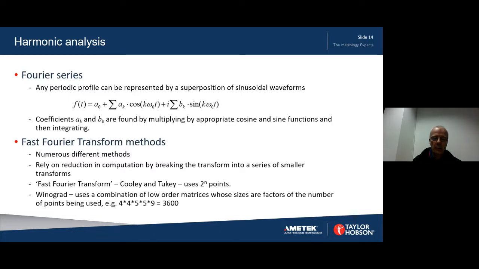Rather than interpolating the data to a power of 2, we use a different fast Fourier transform method that follows the Winograd approach. In this method, the problem is broken down into a number of factors of the target number. For example, a 3,600 point transform can be broken down into transforms of 4, 5, and 9 points, as shown.